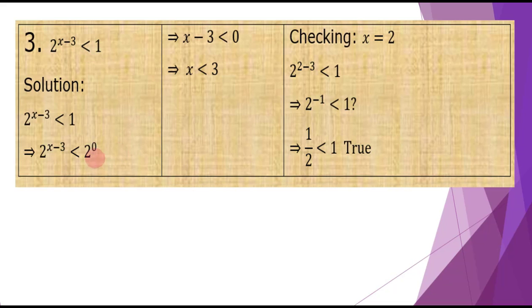Number 3, 2 raised to x minus 3 less than 1. Again, we have to express 1 as 2 raised to 0. So, copying, they have the same base. So, x minus 3 is less than 0. Solving for x, we have x is less than 3.